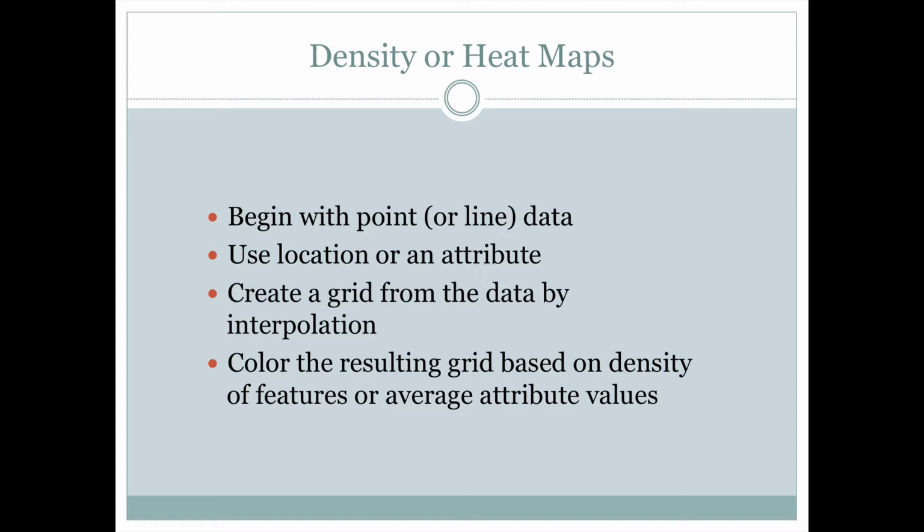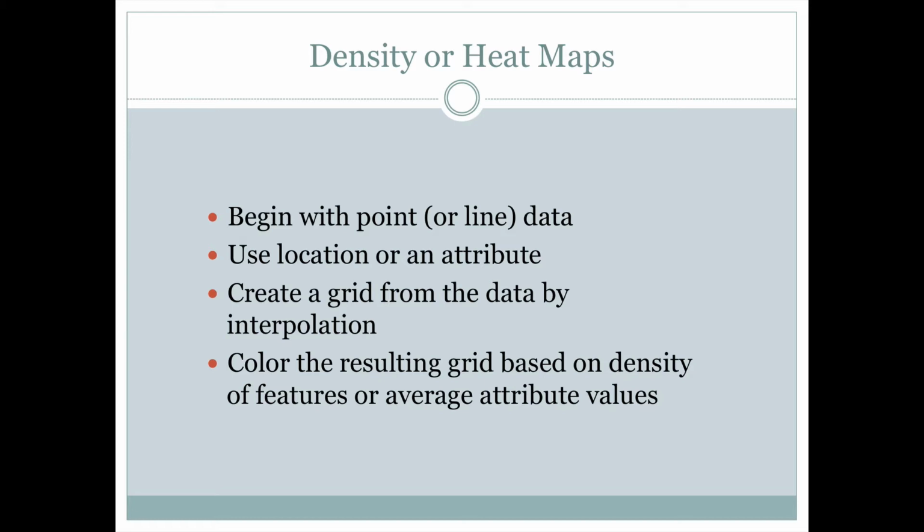So we know either where things are located, sometimes it's just where the location of a point is, or other times it's some attribute associated with each of those points. Based on those points, we create a grid. So we're going from point data to grid data, from individual points to something that's continuous, like a digital elevation model. And we do this by estimating the values in between the points by a process we call interpolation.